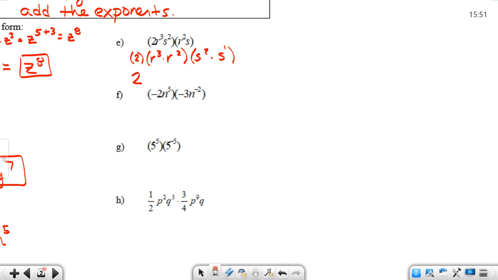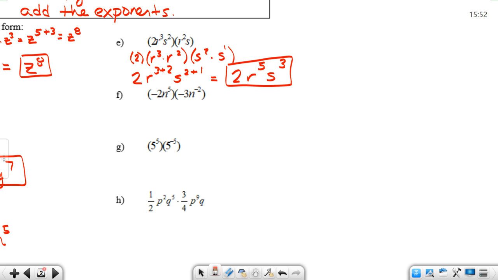So I'm going to do the full process here. This is going to be 2 times r to the 3 plus 2 times s to the 2 plus 1. And guys, that's going to give us 2r to the 5th, s to the 3rd. Again, we end up with a monomial. Now, I know that, when we look at this, some of us want to say, well, this isn't a monomial. We've got an r and s in there. Guys, that's okay. There's no addition and subtraction to break this term up. This is just one larger monomial. 2r to the 5th, s cubed.